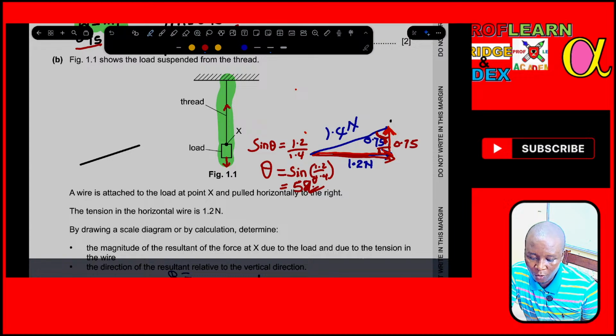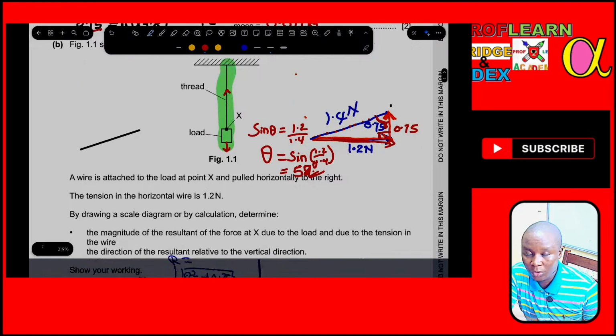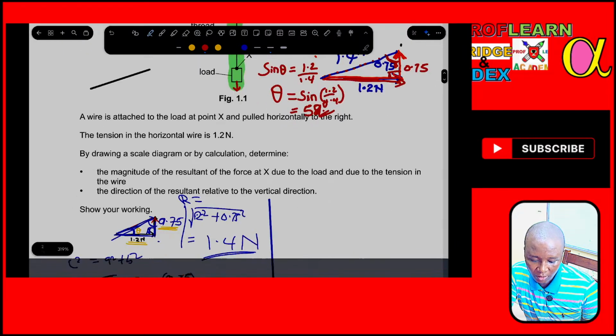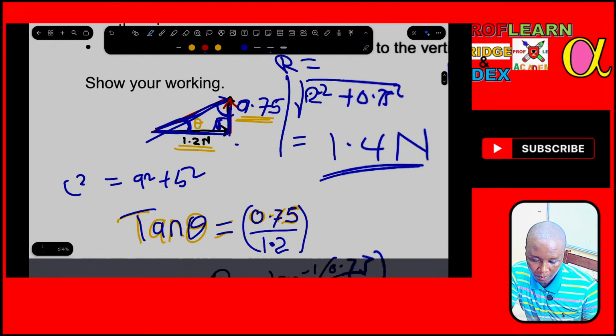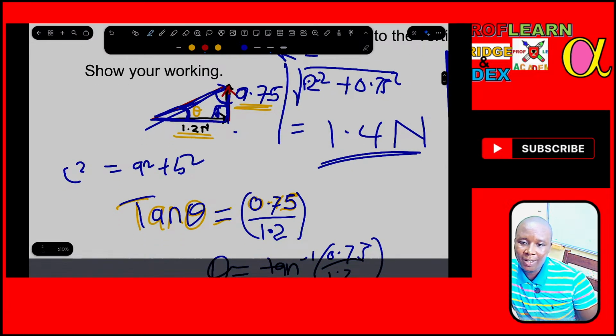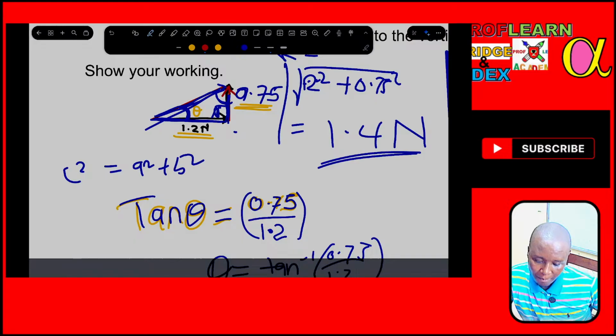Now for you to find the resultant force, it means we are going to use Pythagoras theorem, 1.2 squared plus 0.75 squared, and that is going to give us the exact force at this particular point. So using Pythagoras theorem, you get our final force being equal to 1.4 newtons as our resultant force.